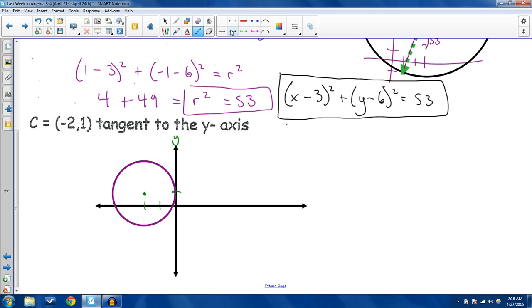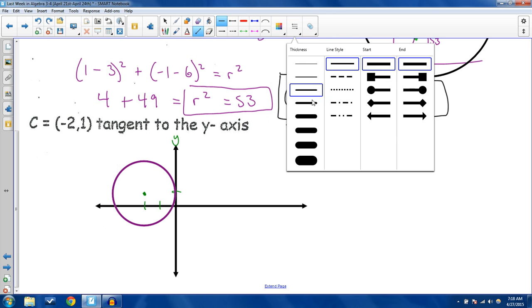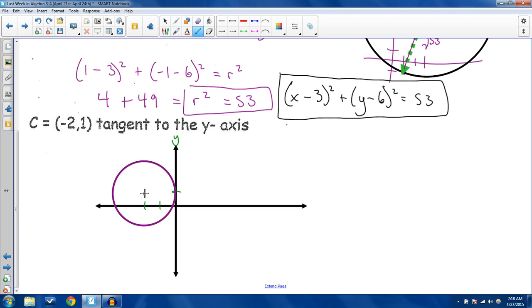So notice how my radius here, as it goes out, it just draws outward like so. It must go straight out like that, and that would be the radius. It's perpendicular to this line right here. And if that's so, then my radius must be 1, 2. My r is 2.